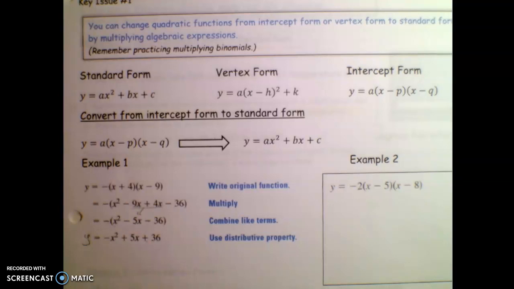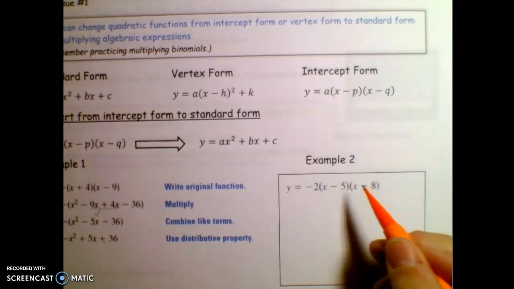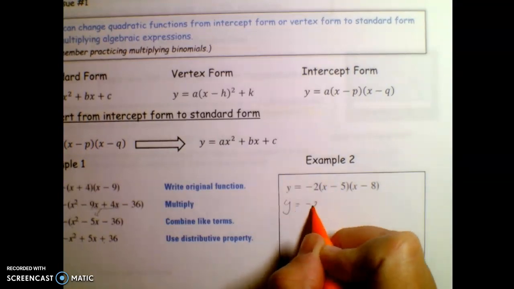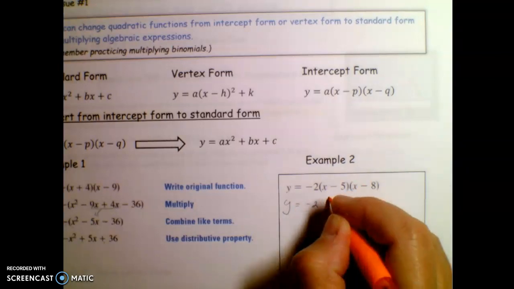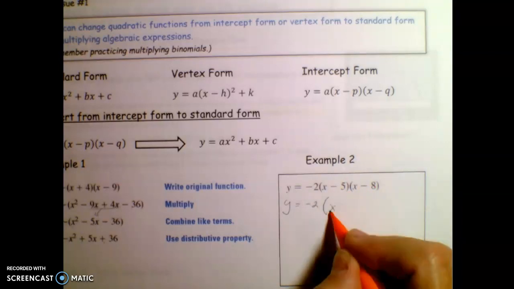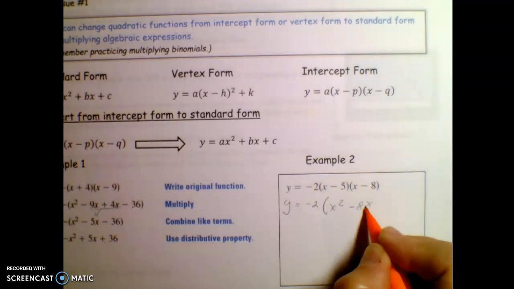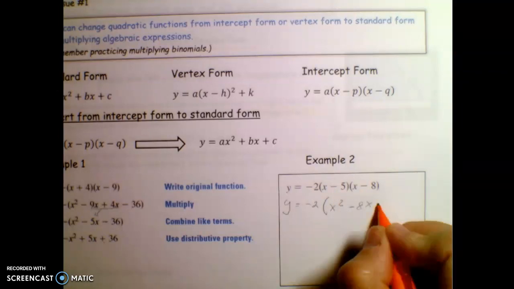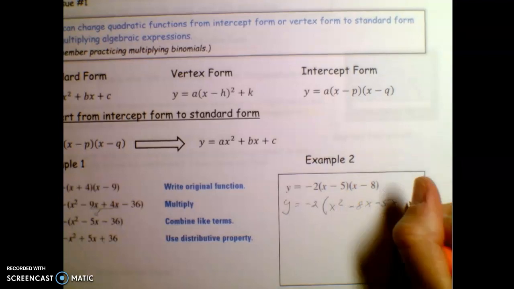Okay, so we're going to do one over here together using the same steps. So the first thing we want to do is bring down what's out front. We're not going to do anything with that minus 2 first. And now we're going to multiply the binomial. So the way we do that is we distribute. x goes to x, and I get x squared. x goes to negative 8, and I get negative 8x. Now I'm going to distribute the negative 5. Negative 5 to x is negative 5x. And negative 5 to negative 8 is a positive 40.